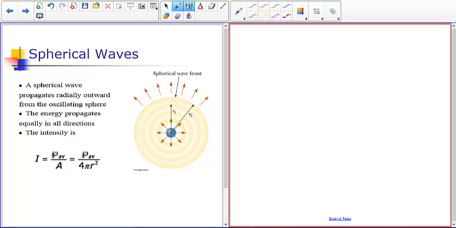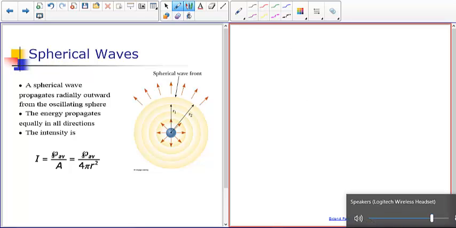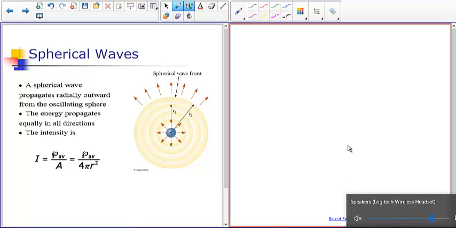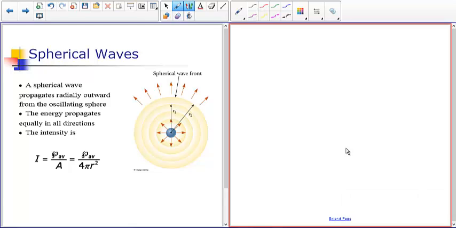Hold on. I don't know why I usually turn this off, and sometimes it comes back on even though it shows it being off. I don't understand.